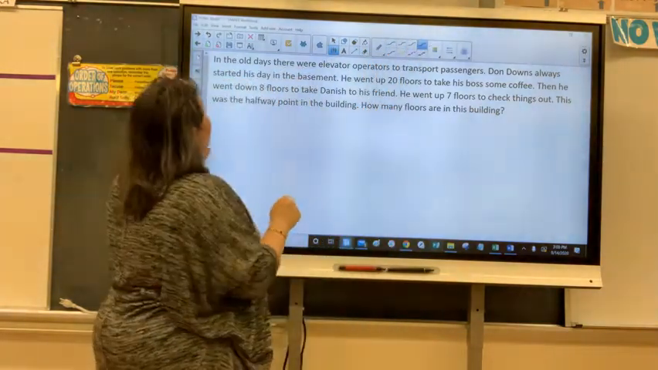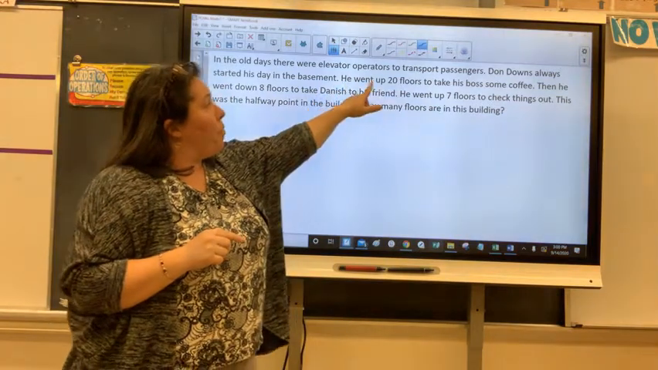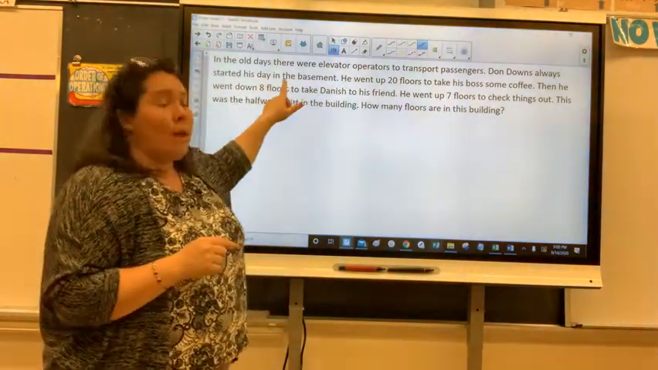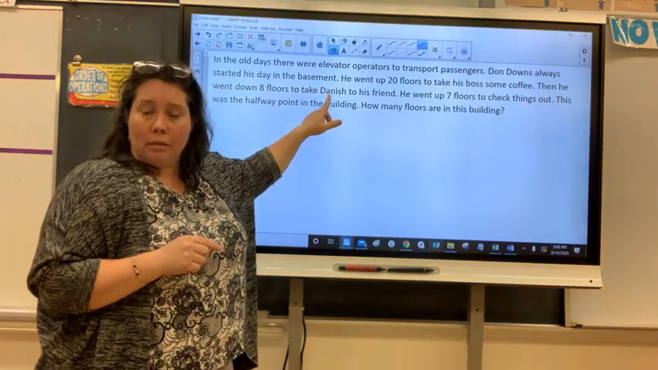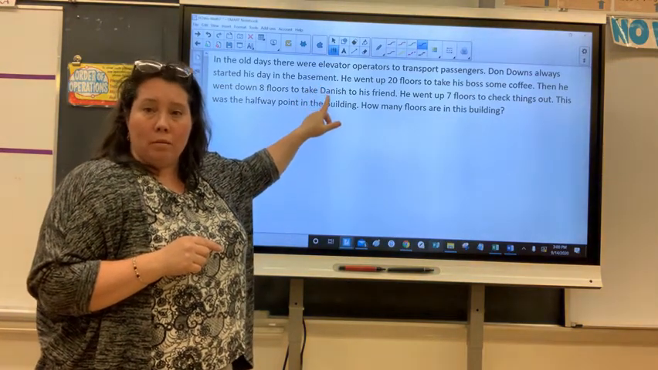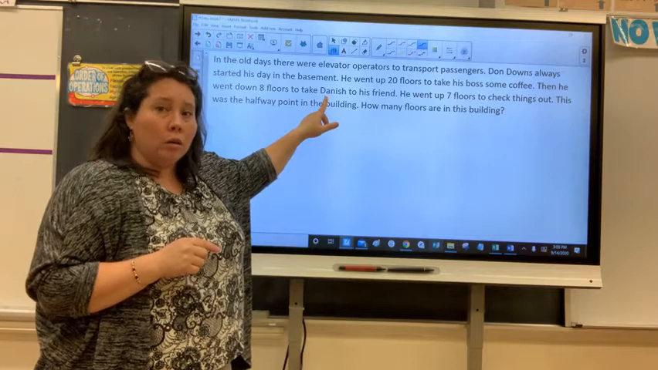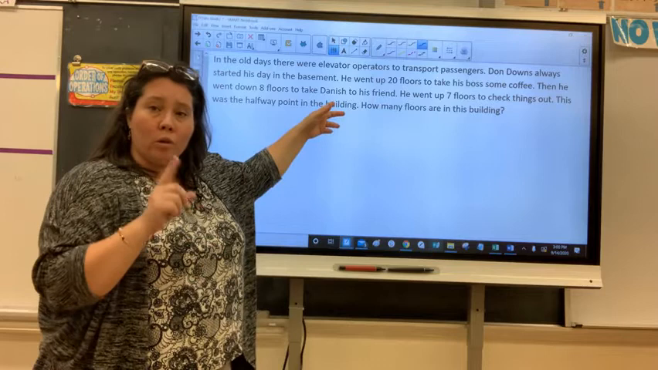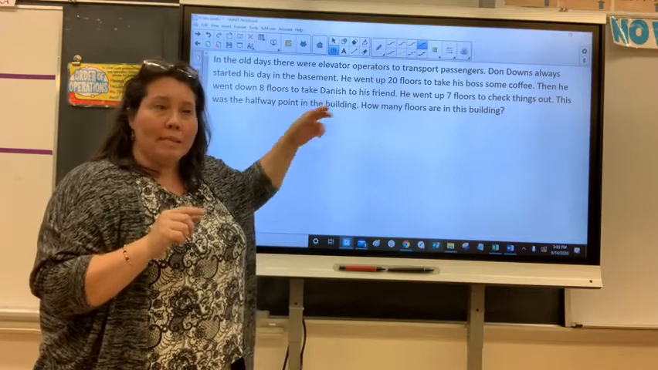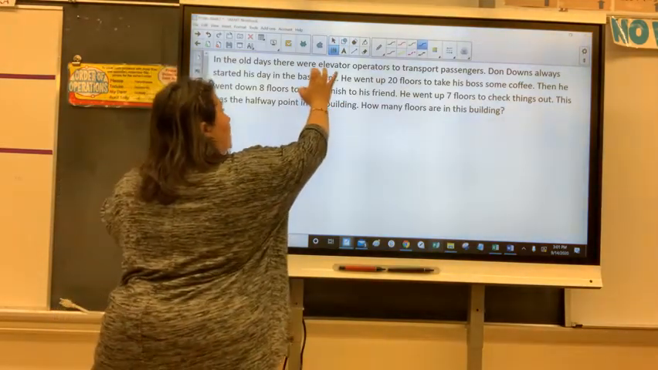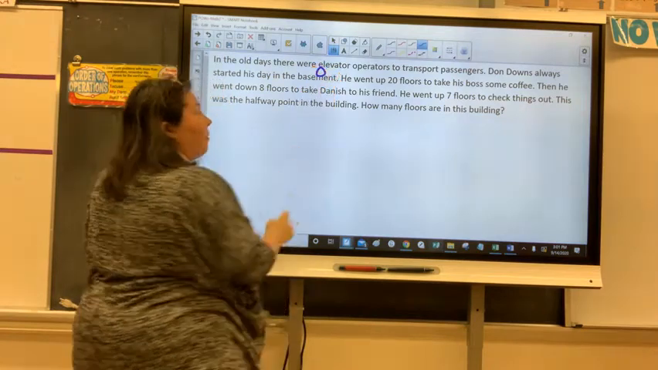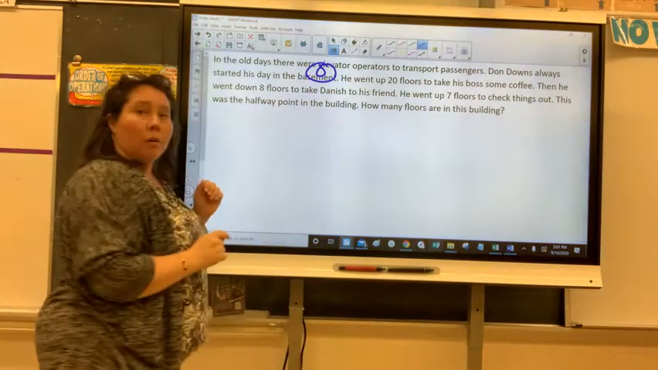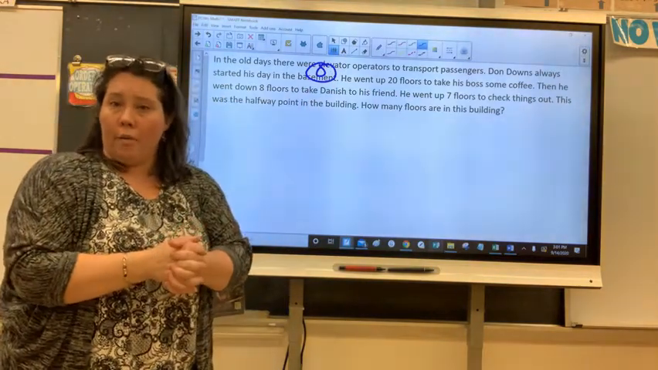So reading it again, in the old days there were elevator operators to transport passengers. Don Downs always started his day in the basement. Basement is floor 0, okay? The ground floor is floor 1. Basements tend to be floor 0. So for the basement, we're going to put a 0 there, and we're going to circle it. So our starting point is 0.